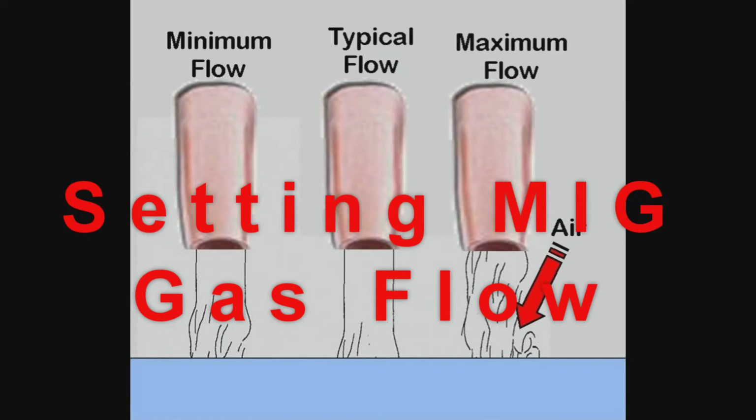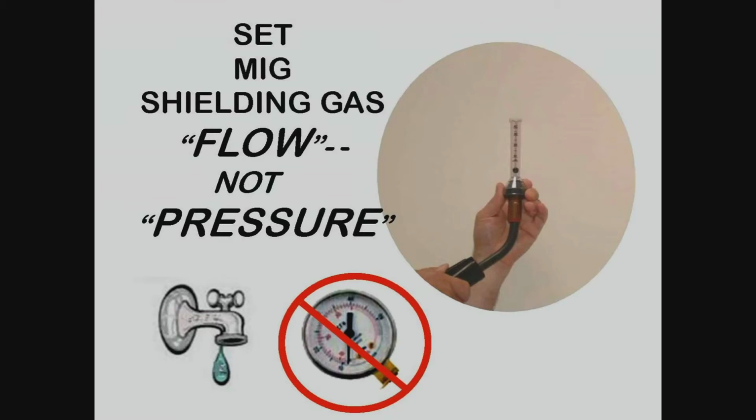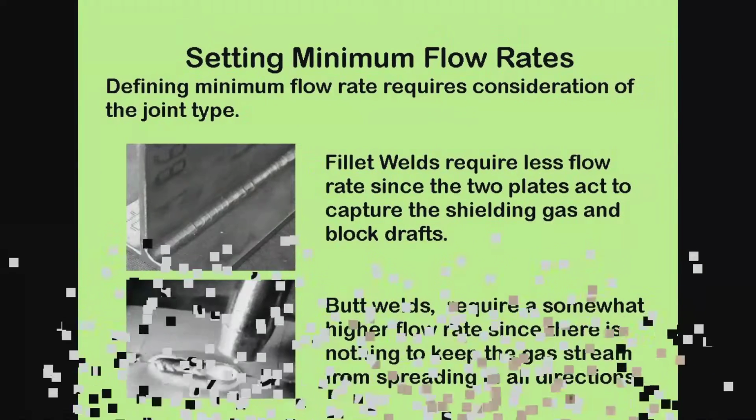Setting the proper MIG shielding gas flow rate requires considering the type of weld joint, draft conditions, and nozzle size. We'll discuss these issues and provide suggested minimum and maximum usable flow levels. We get asked about setting MIG gas pressure. Unlike with oxyacetylene welding, with MIG and TIG, gas flow in cubic feet per hour is set, not pressure.